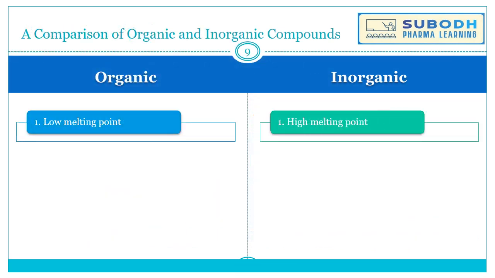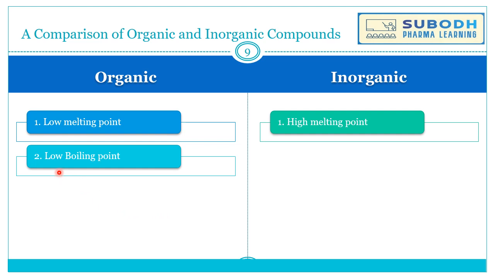Now you may have written some differences like organic compounds are often from vegetable or animal origin, inorganic compounds are obtained from mineral origin, organic compounds contain carbon, and inorganic compounds contain elements other than carbon. Despite that, there are some other main differences, such as organic compounds have low melting point and inorganic compounds have high melting point.